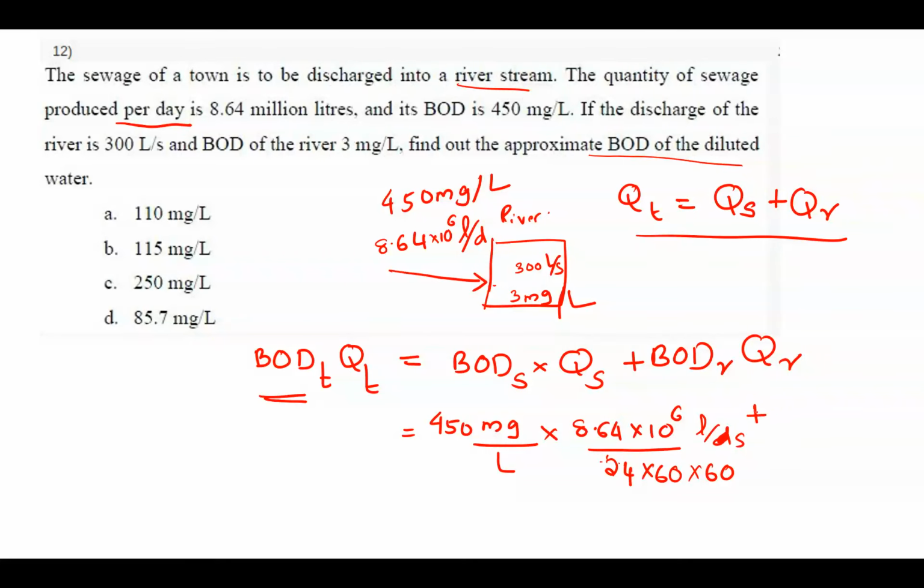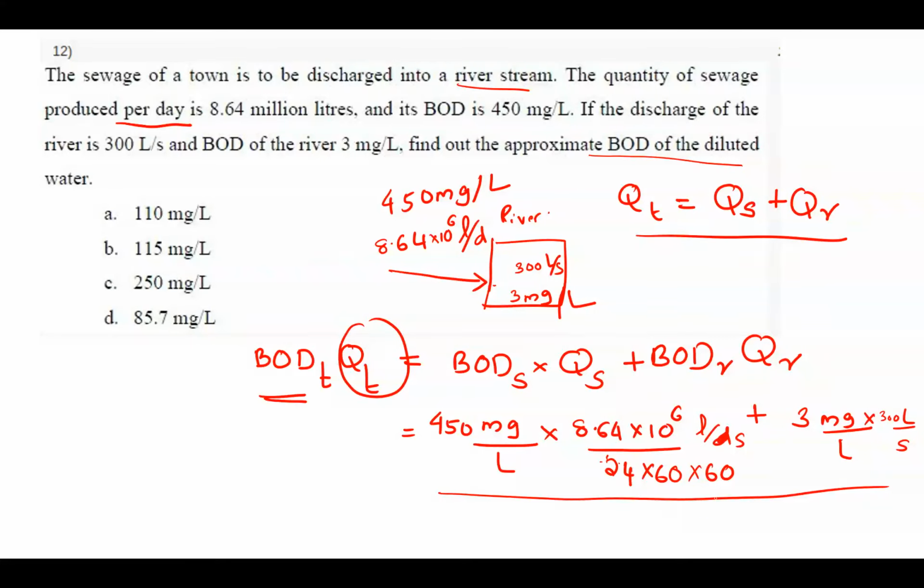Plus the BOD of the river, which is given here, 3 milligram per liter into QR, the flow rate of the river, 300 liter per second, divided by QT, the total flow rate. What is the value of this one?